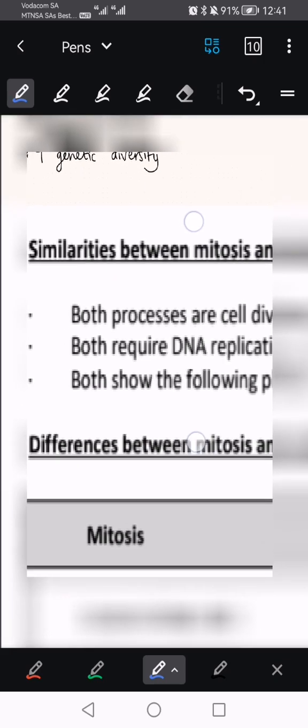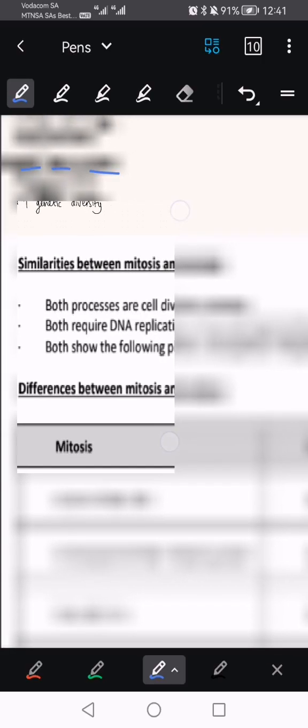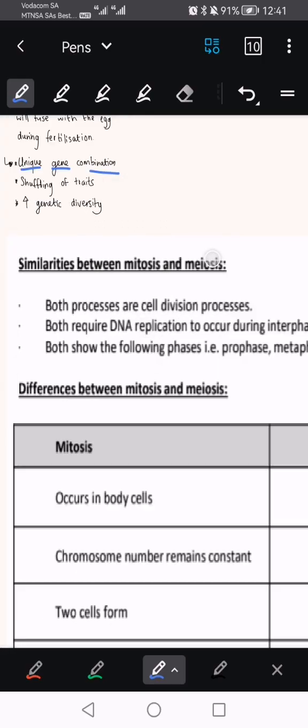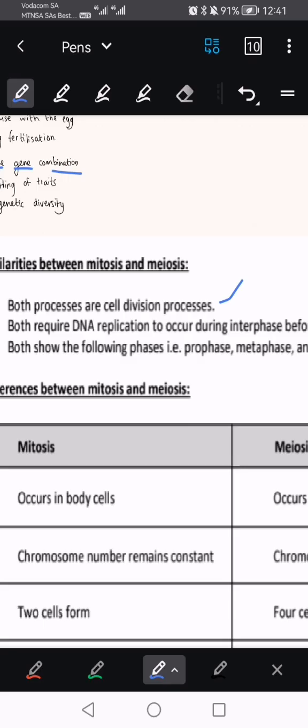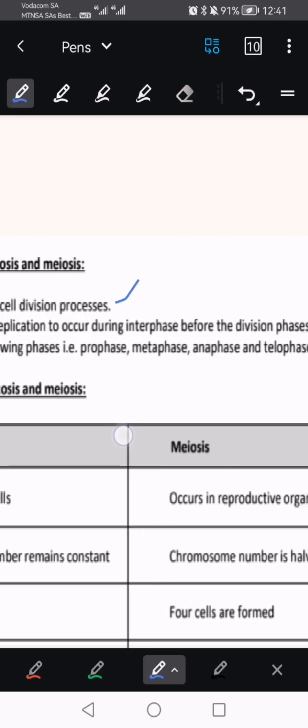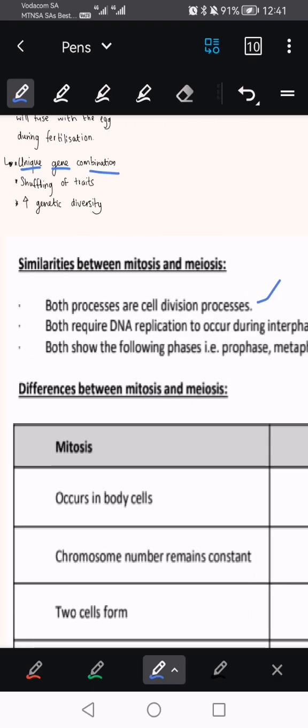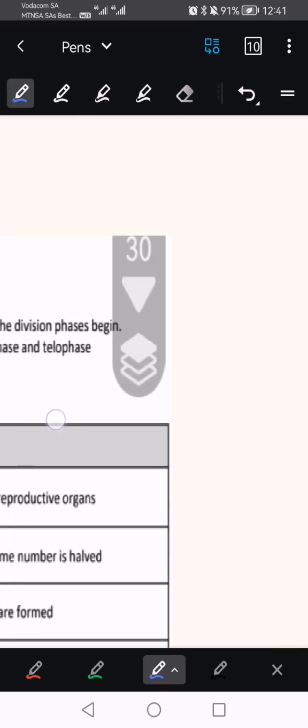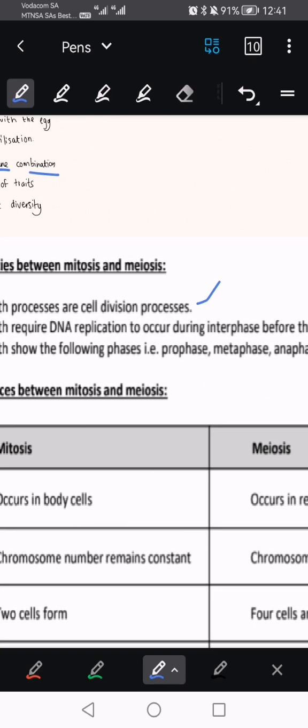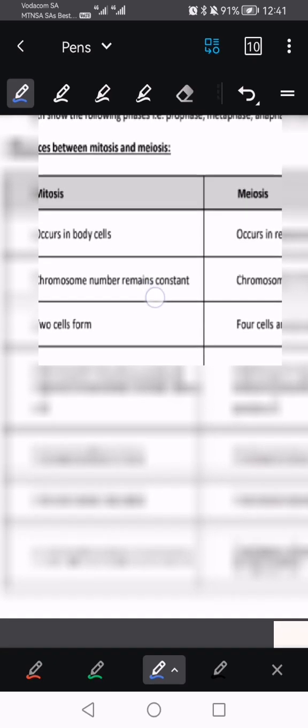Now, let's just quickly look at similarities between mitosis and meiosis. Both processes are cell division processes. This is how you would answer it in the exam. Both require DNA replication to occur during the interphase before the division phase takes place. Both show the following phases: prophase, metaphase, telophase, and anaphase. Those are the similarities. I don't think I need to explain that.